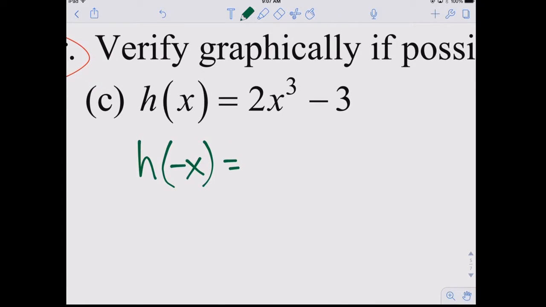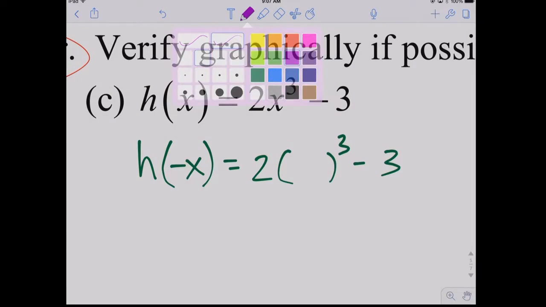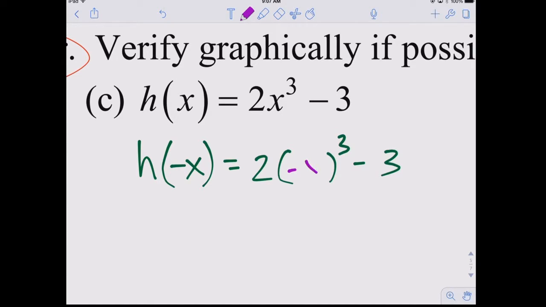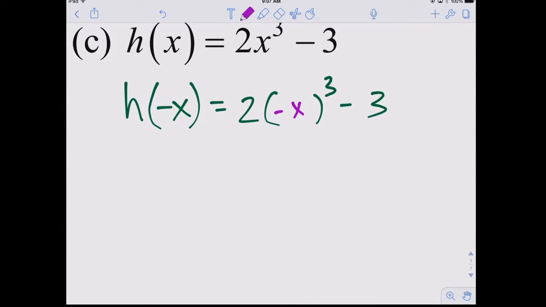So again, parentheses are your best friend. Instead of 2x cubed minus 3, I'm going to go 2 parentheses cubed minus 3. That's simply replacing x with the parentheses. And what do I plug into the parentheses? Negative x. Now I can work straight down. Once you substitute in, you simplify. If I take negative x and cube it, what's going to happen with the negative? Is it going to stay or is it going to go? It's going to stay. So I can pull it up front and say negative 2x cubed minus 3.